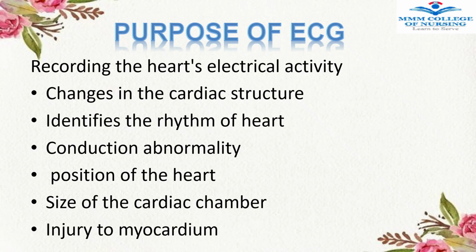Recording and interpreting the electrocardiogram serves multiple purposes. It rules out changes in the cardiac structure, and identifies the rhythm and conductive abnormalities of the heart. It records the position of the heart and the cardiac chamber size. ECG is considered the first-hand information for diagnosing any injury happening to the myocardium.